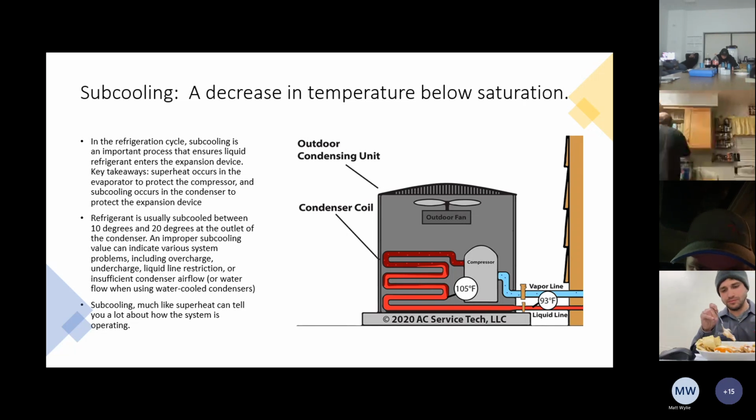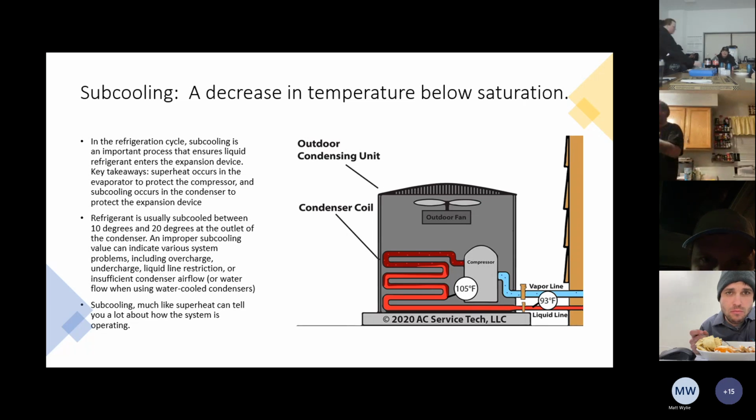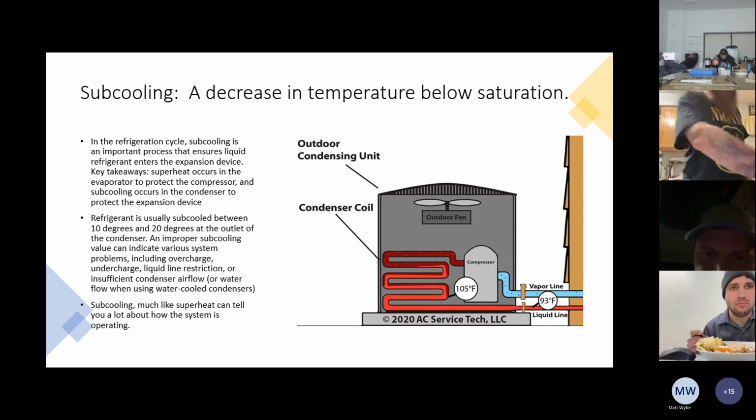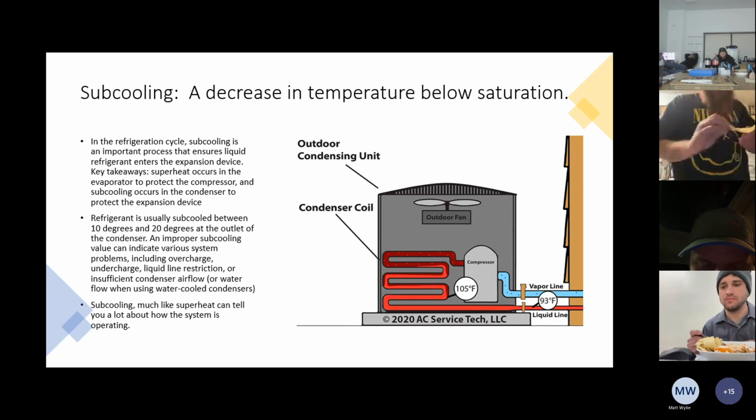Key takeaways: superheat occurs in the evaporator to protect the compressor, and subcooling occurs in the condenser to protect the expansion device. Refrigerant is usually subcooled between 10 and 20 degrees at the outlet of the condenser. An improper subcooling value can indicate various system problems, including overcharge, undercharge, liquid line restriction, insufficient condenser airflow, or water flow when using water-cooled condensers. Subcooling, much like superheat, can tell you a lot about how the system is operating.